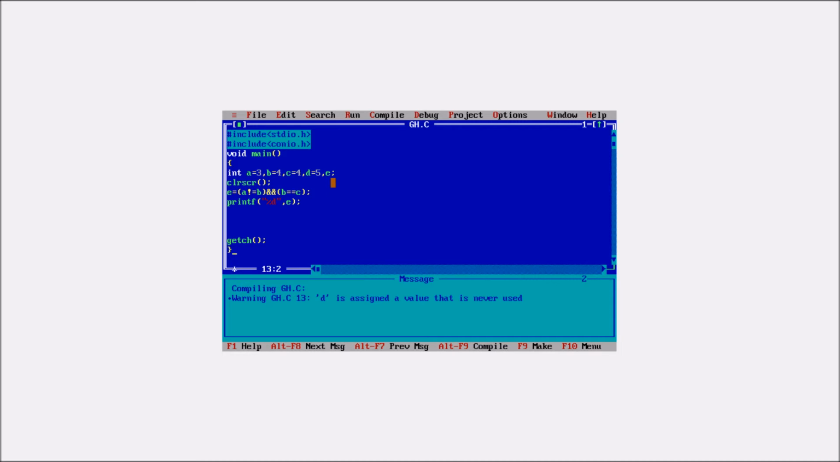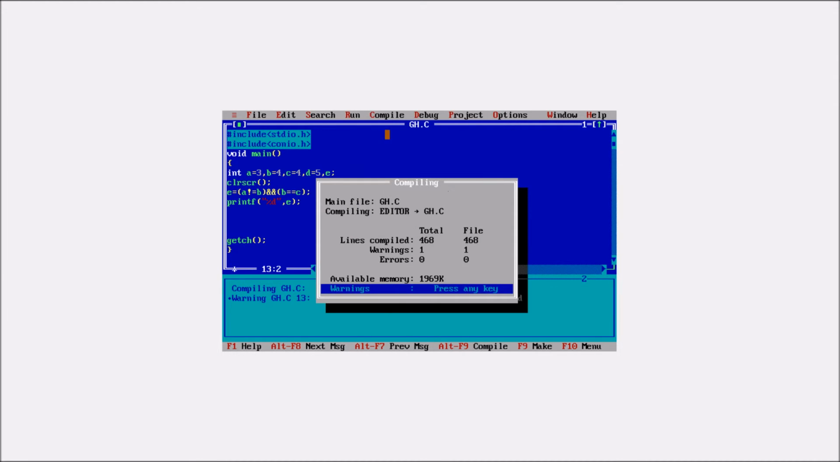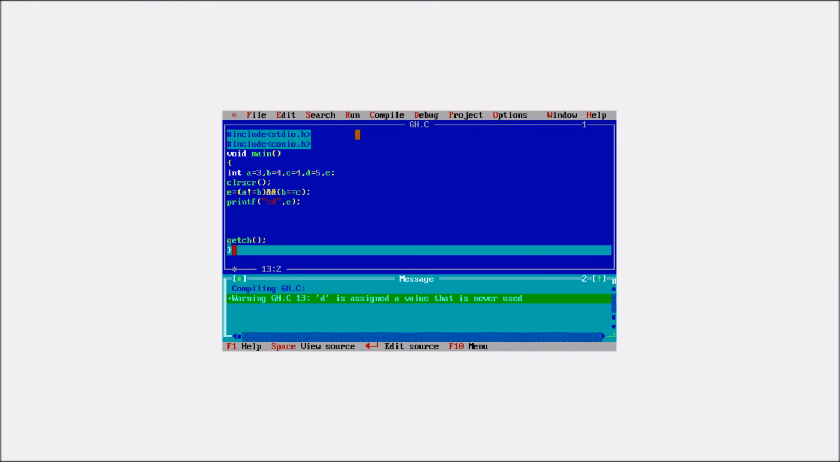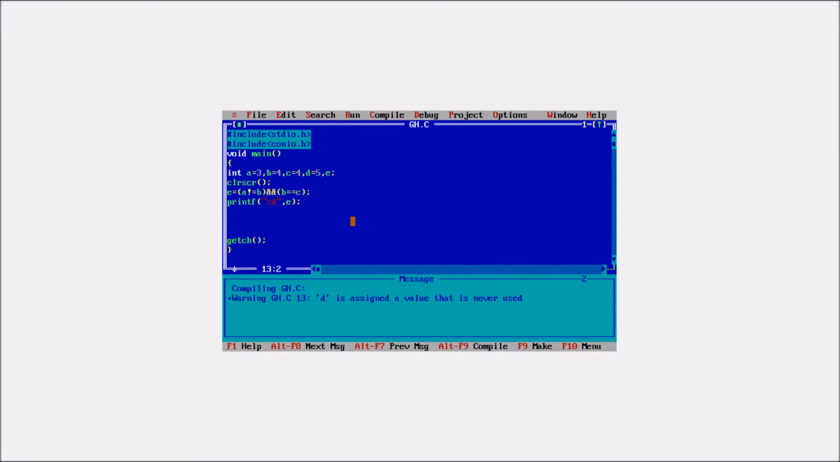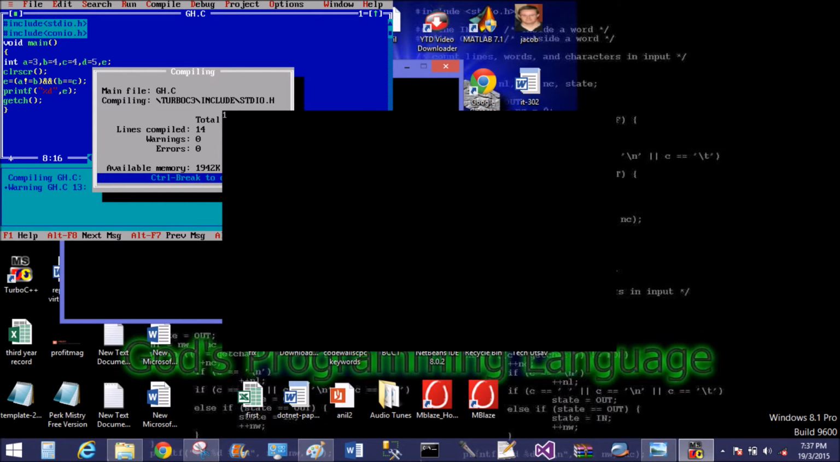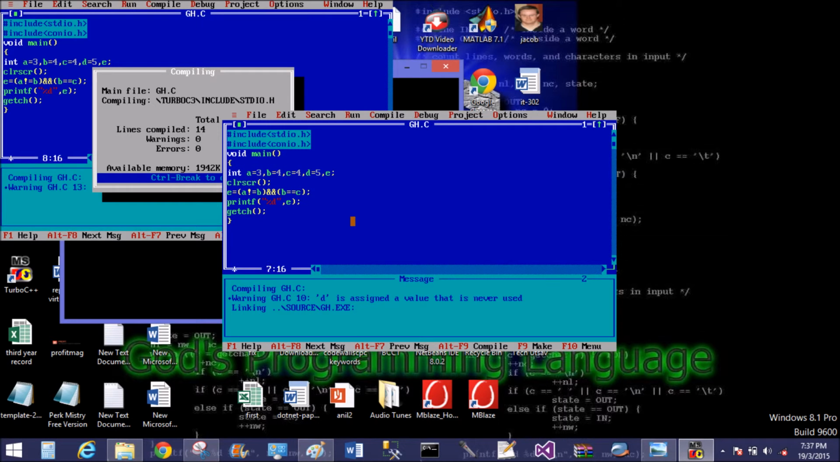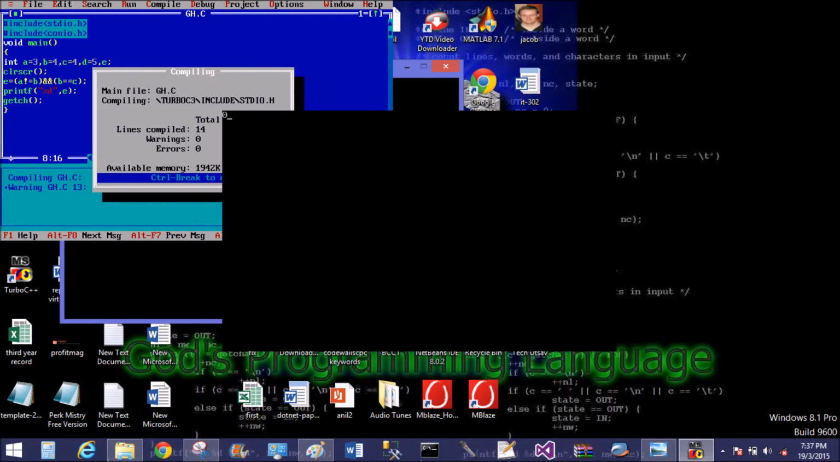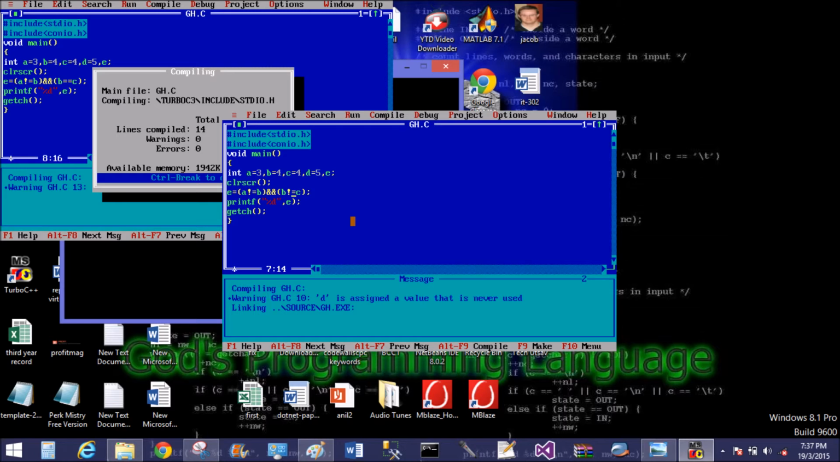Oops, D is assigned and never used. Compile it, it's a warning, run it. Yeah, the output is 1. If A is not equal to B, the condition is true. B is not equal to C, then the condition is false, so return false as output, that means 0.